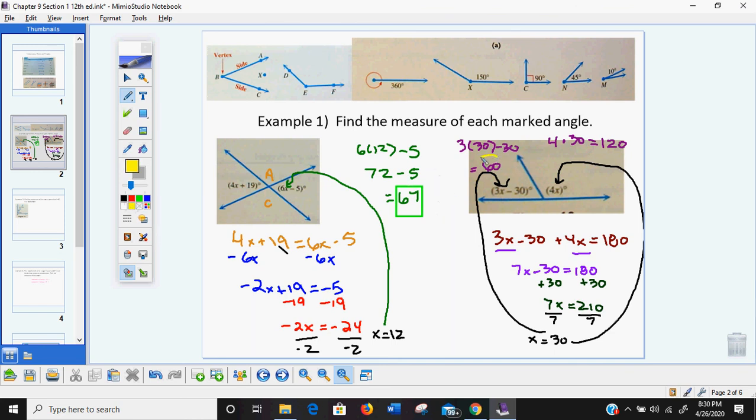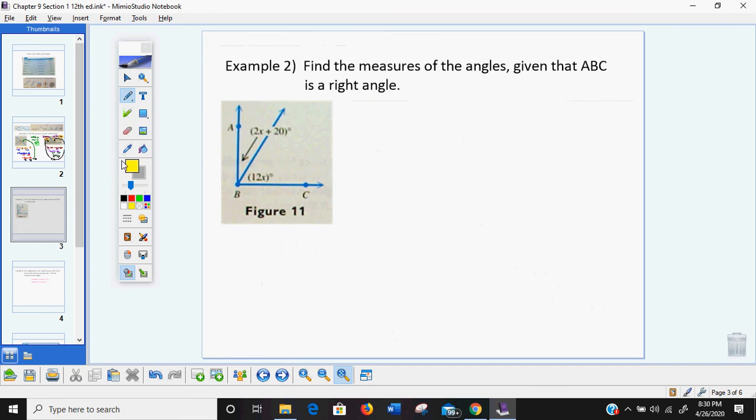So let's look at one more before we stop this one. The next one is very similar except we're dealing with a right angle. It says find the measures of the angle. So we have 2 angles here, ABC and then CBD. I know these add up to 90. So I'm going to say 2x plus 20 plus 12x equals 90 because it's a right angle.